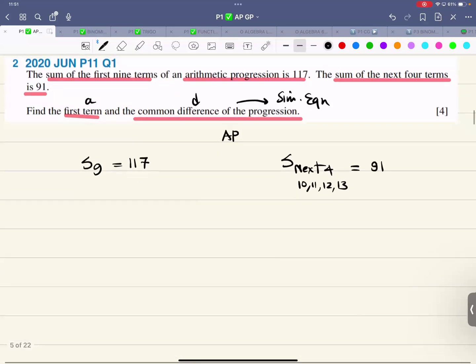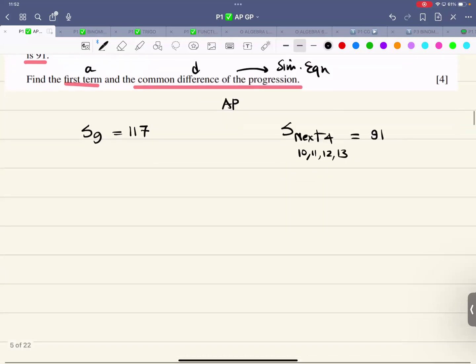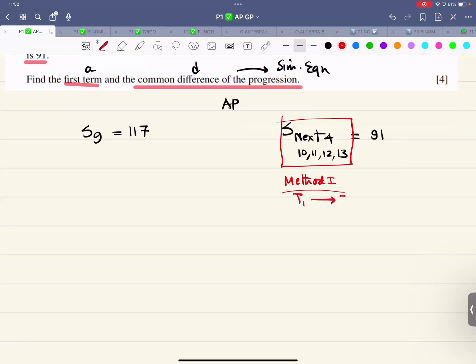Now, remember when we studied AP, we did a book question in which the sum of the first 6 terms and the next 4 terms were given. So there were 2-3 different approaches that we tried. Let me first focus on this. Method 1 is T1 till T9 and T10 till T13. So this is 13 terms. I can add this and say the sum of 13 terms is 117 plus 91. That is the most direct approach.